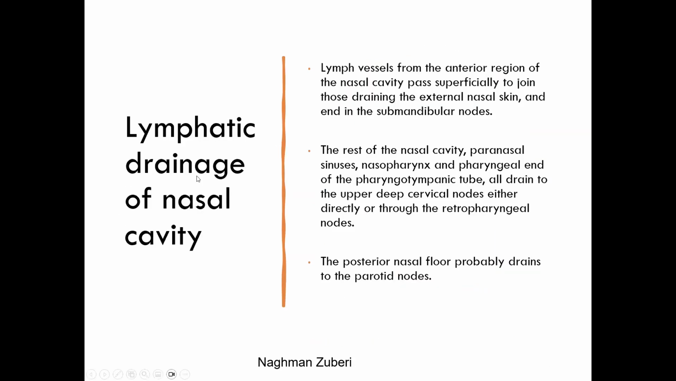Well, we are discussing the lymphatic drainage of the nasal cavity. Lymph vessels from the anterior region of the nasal cavity pass superficially to join those draining the external nasal skin and end in the submandibular nodes. The rest of the nasal cavity, paranasal sinuses, nasopharynx, and pharyngeal end of the pharyngotympanic tube all drain to the upper deep cervical nodes, either directly or through the retropharyngeal nodes. The posterior nasal floor probably drains to the parotid nodes.